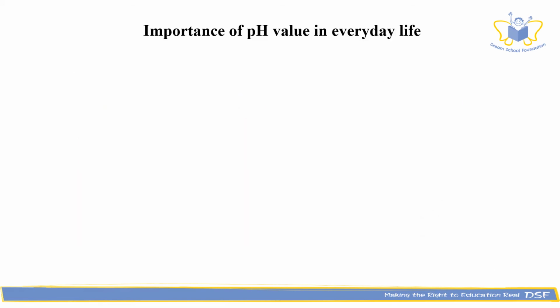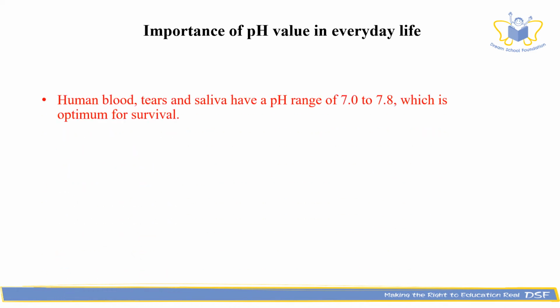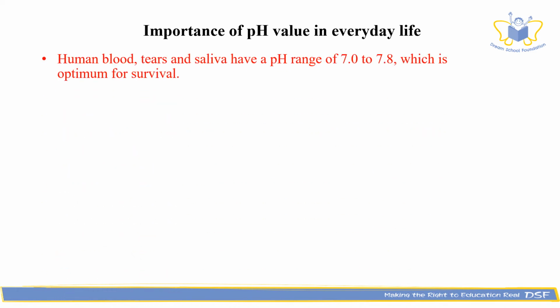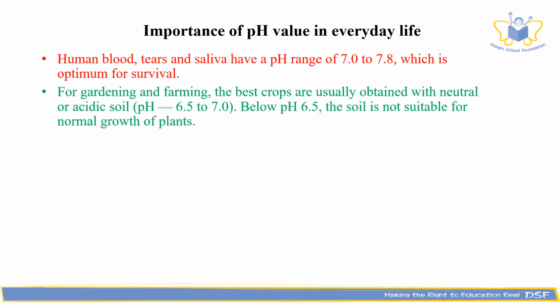Importance of pH value in everyday life. Human blood, tears, and saliva have a pH range of 7.0 to 7.8, which is optimum for survival. For gardening and farming, the best crops are usually obtained with neutral or slightly acidic soil, pH 6.5 to 7. Below pH 6.5, the soil is not suitable for normal growth of plants.